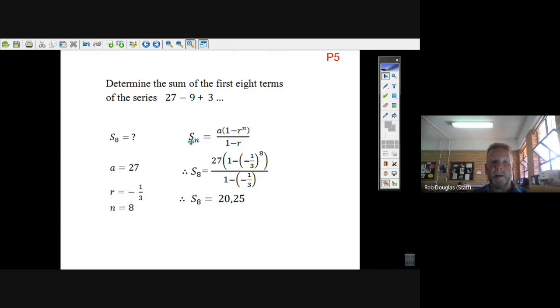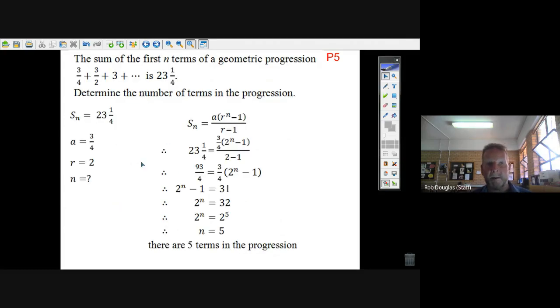Well, you write down your formula. The sum of any terms is a times 1 minus r to the n over 1 minus r. This is a good form when you've got fractions, because when you subtract the fractions, it's a little easier to work out. But actually, you're using a calculator, so it doesn't much matter. The sum of 8 terms, a is 27, r is minus 1 over 3, and n is 8. Put it in exactly the same way as you see it. Press equals on your calculator, and you'll get 20 and a quarter, 20.25. And that's your answer. Here's the next example.